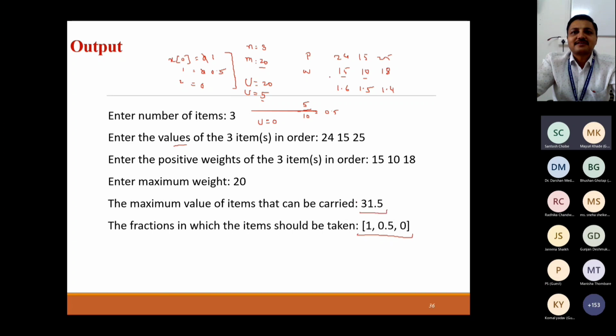31.5. So we can explain here, it is 24 plus, how 24? 24 multiplied by the solution vector plus 15 multiplied by the solution vector, that is 0.5. And for the last, we have not considered because the solution vector is 0. If you calculate 24 plus 15, it will come out 7.5, which is 31.5. So this is the optimum solution, which gives us the maximum profit out of these 4 strategies.